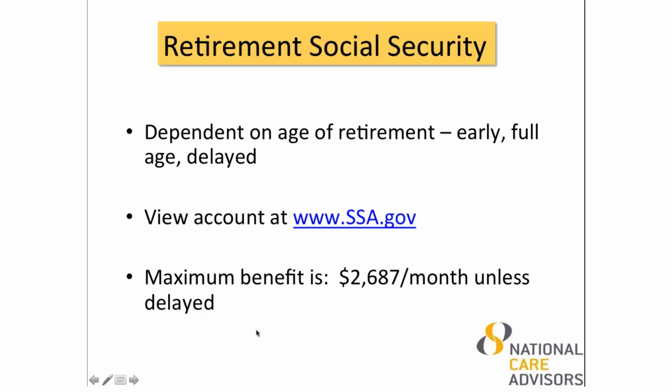So let's talk a little bit about retirement Social Security. It's dependent on the age of retirement. And again, if you go out to your account at www.ssa.gov, or you go to view an individual you're trying to help account on www.ssa.gov, it will give very specifically what the amount for retirement Social Security will be based on the age that you actually retire. And so unless you delay to after age 70, most of the maximum benefit is at 65 or 67.5, or the full age of retirement, again, today is $2,687.